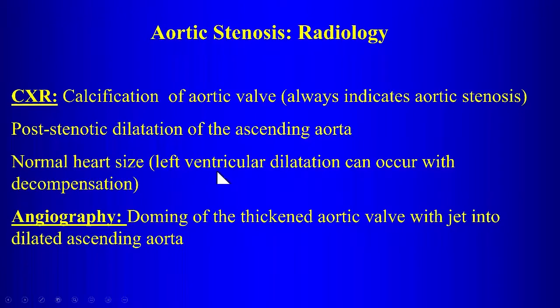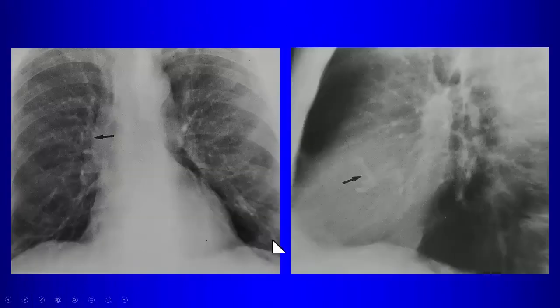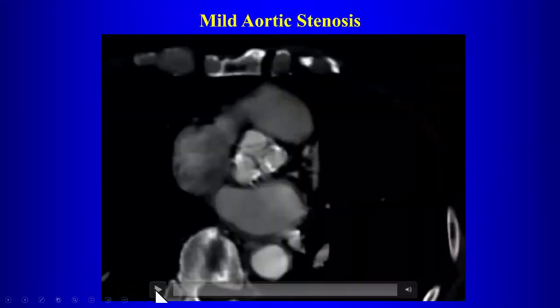Okay? Heart size is usually normal until there's decompensation, and then the left ventricle will dilate, although you will get hypertrophy of the left ventricle. And you can't see doming of a thickened aortic valve on angiography. So calcification of the aortic valve on the plain film always means aortic valvular stenosis, with post-stenotic dilatation there on the plain film of the aortic valve. On angiography, here's a nice post-stenotic dilatation. You can see there's thickening of the valve here, and there's some doming of the valve as it is not opening all the way. So those are findings that we might see on angio.